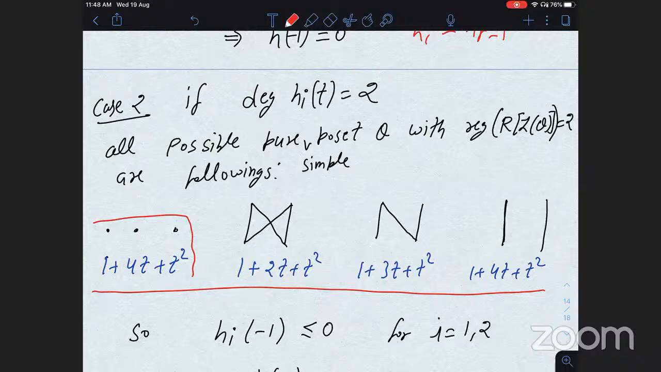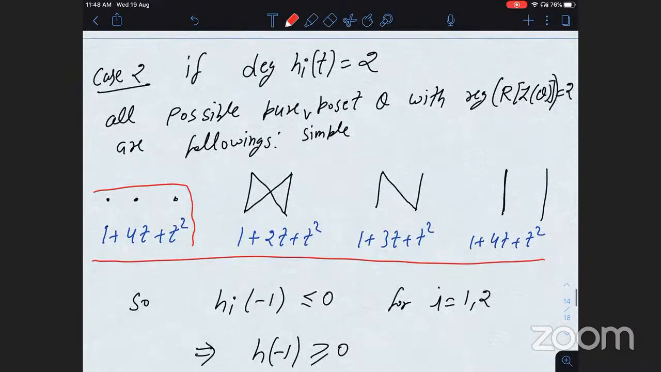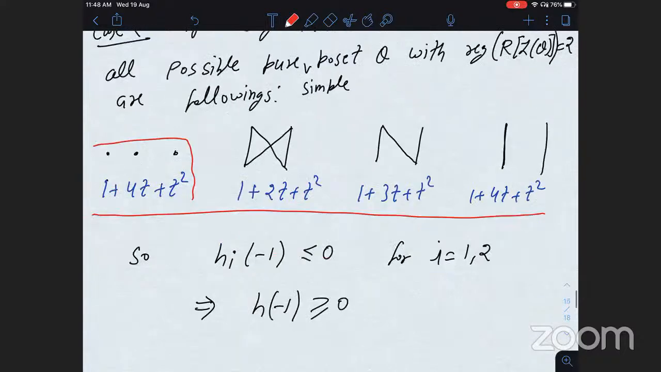So one can observe that h_i(-1) is less than or equal to 0. I have written the h polynomial for each of the posets. So h_i(-1) is less than or equal to 0, hence h(-1) is greater than or equal to 0. Right? So the conjecture is true in this particular case.